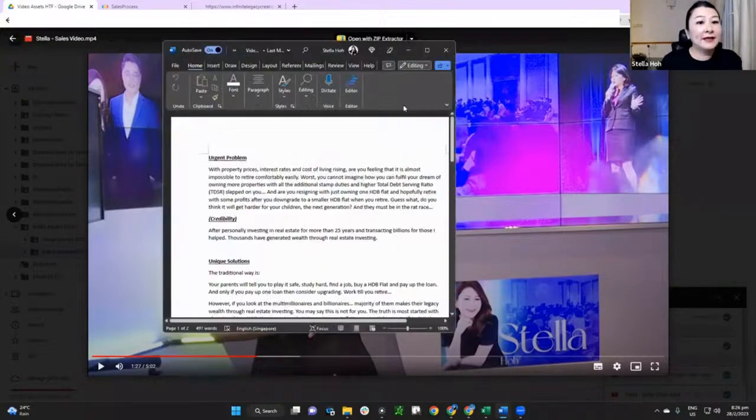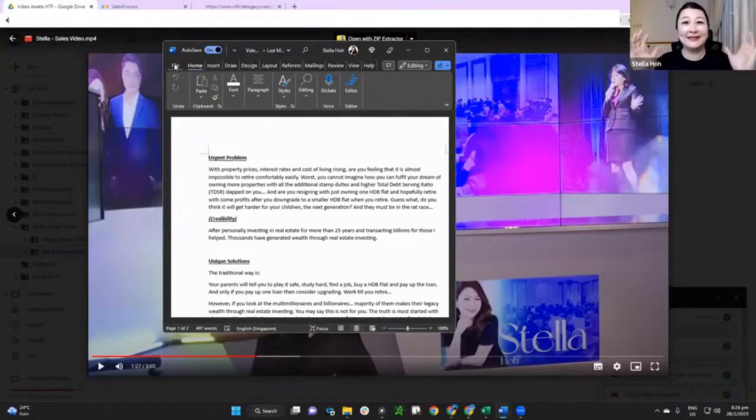This is exactly what I said. Can you see here? With property prices. Okay, so this is exactly what I said. I'm not even asking you to memorize. You have it in front of you. You paste it in front of a computer. You can record it.